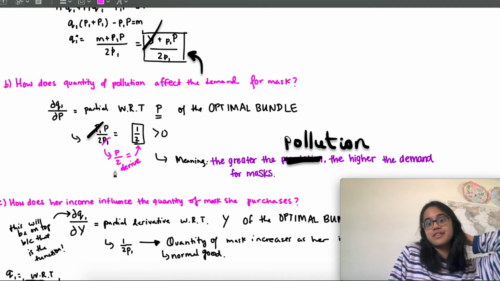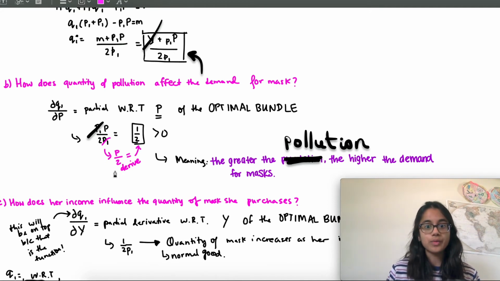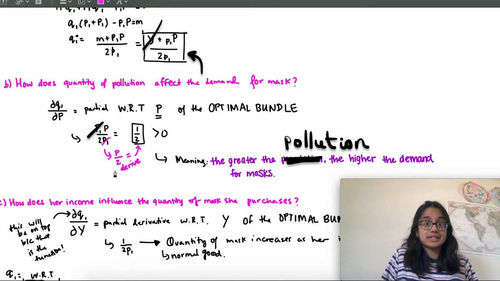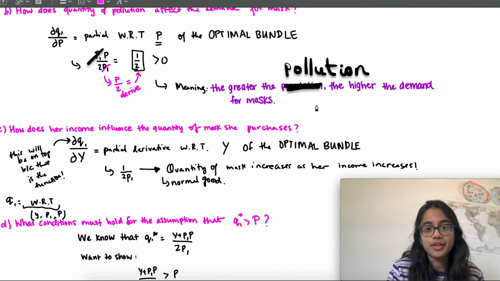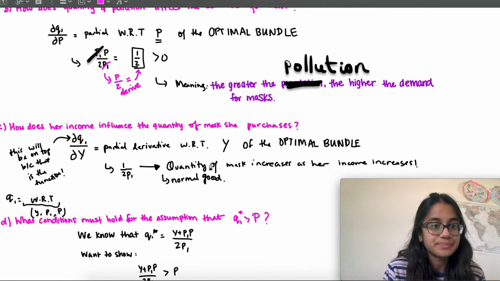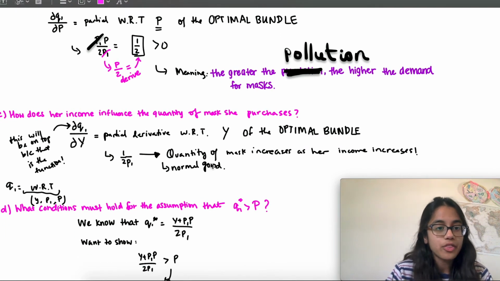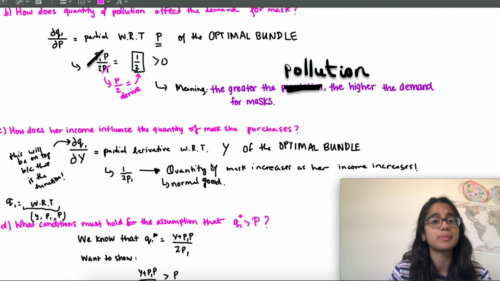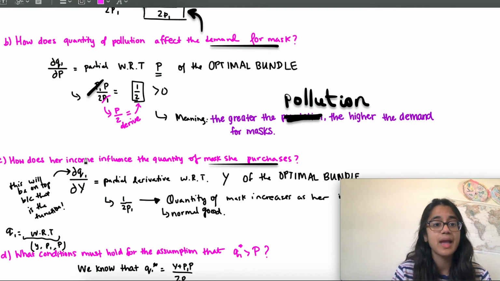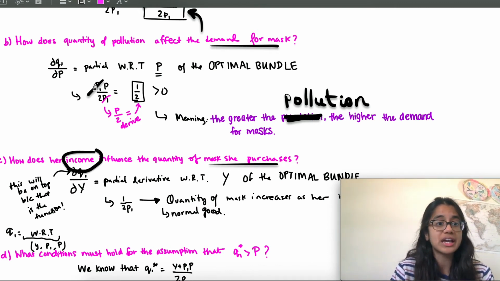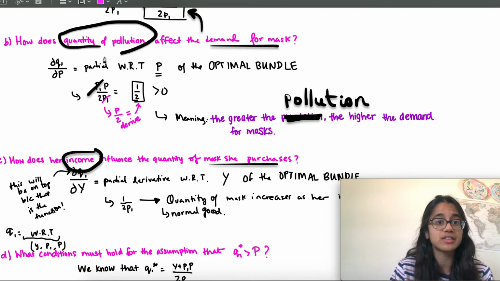Great. So now we know that the greater the pollution, the higher the demand for our masks, because it's a positive number. I had population written here, it's pollution, sorry. So for number 3, it says, how does her income influence the quantity of masks she purchases? Think about it this way: this is the same kind of question, but we're just looking at a different variable.